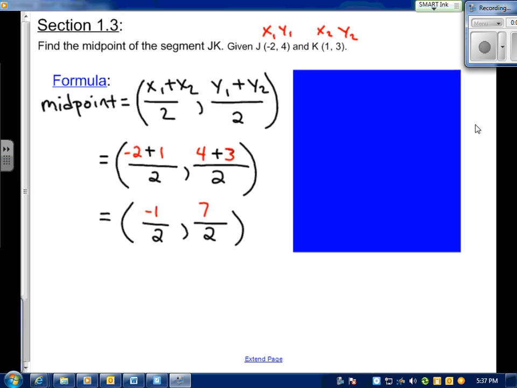Now we have a fraction. Technically, both of these fractions are reduced, and you could leave this, and this is your answer. But for the example we're going to do today, it's actually nice to look at it in decimal form. So the first part is negative 1/2, and the second part is 3.5. This answer is our midpoint of the segment JK.